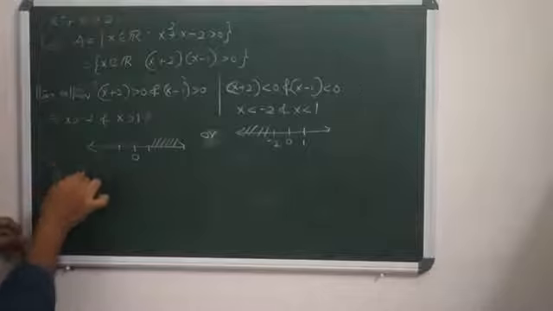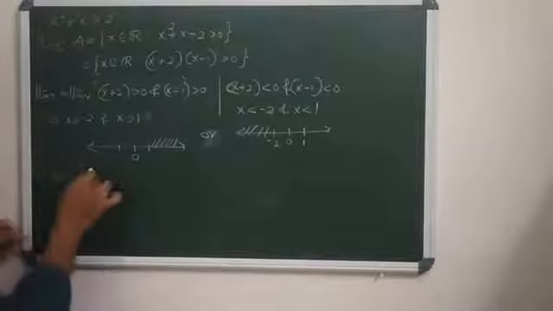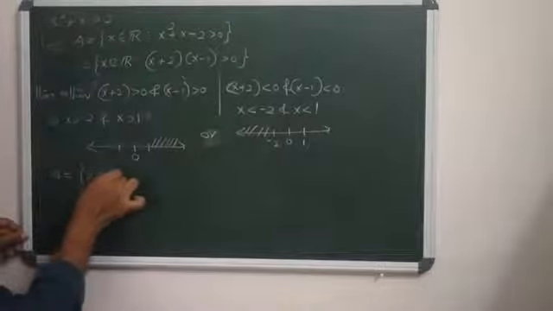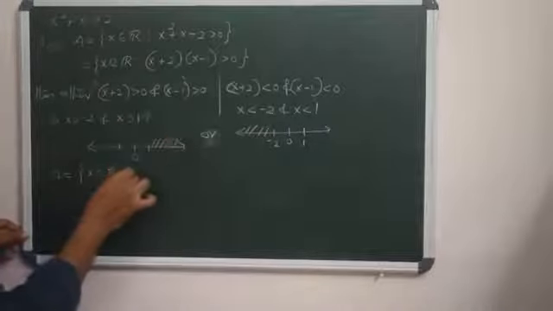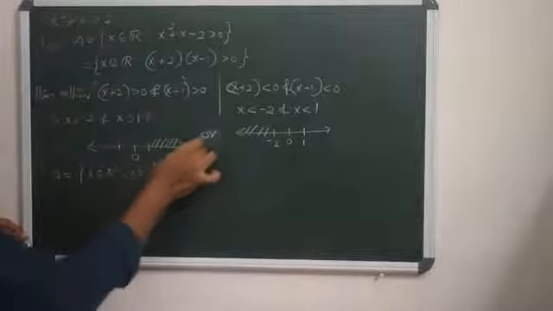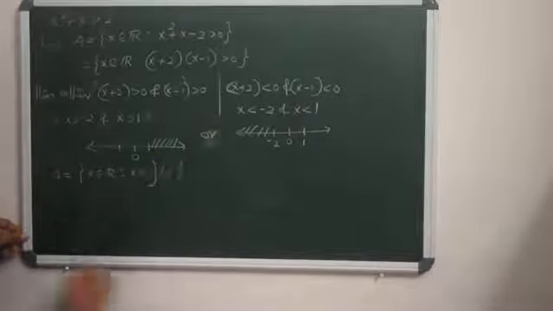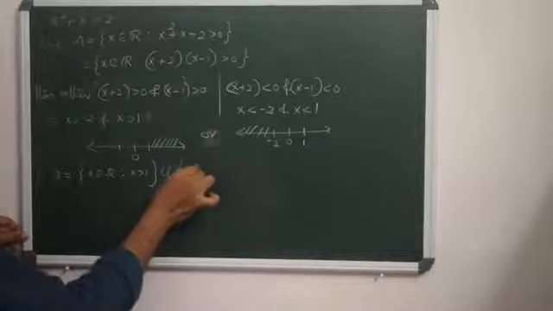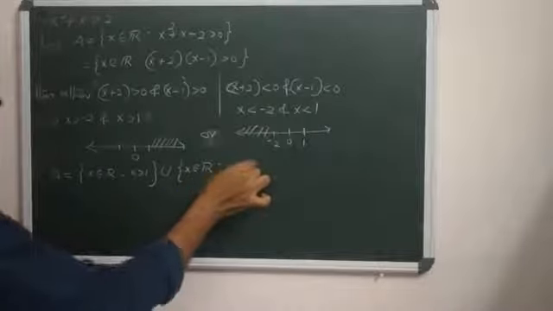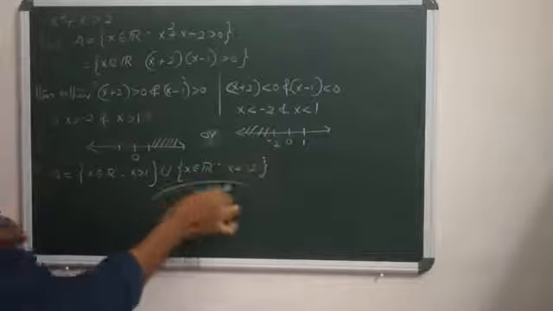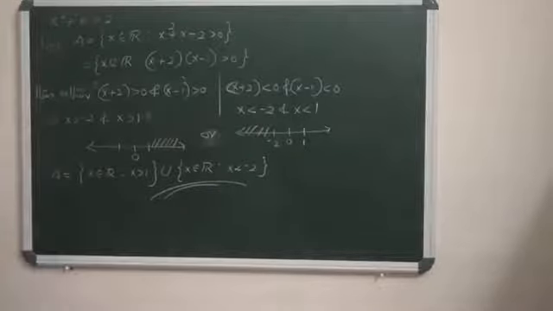Thus A equals the set of all x in R such that x greater than minus 2 and x greater than 1. So it is x greater than 1. Or means it is union. The set of all x in R such that x less than minus 2 and x less than 1, means x less than minus 2. So this is the required region. Okay. So this is the method to find out the solution of these types of problems.